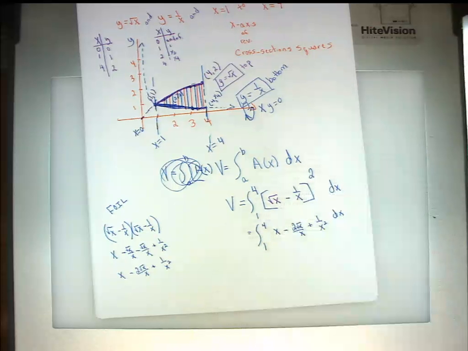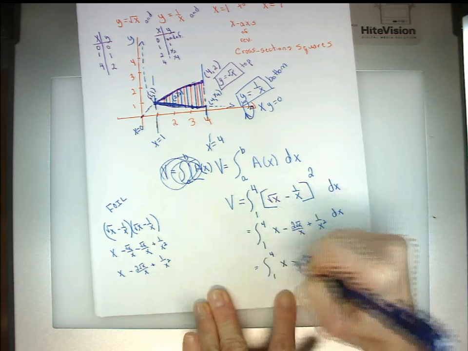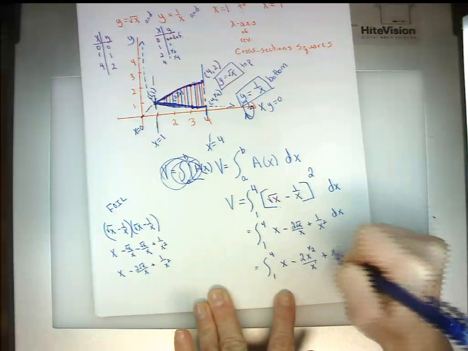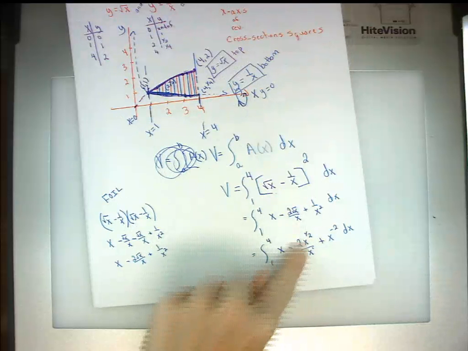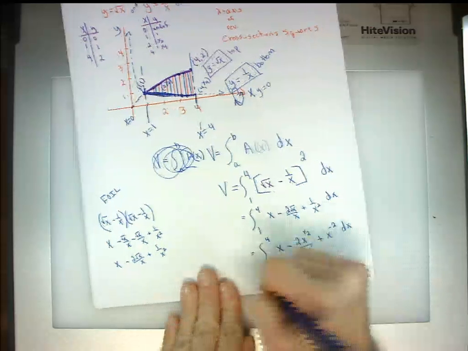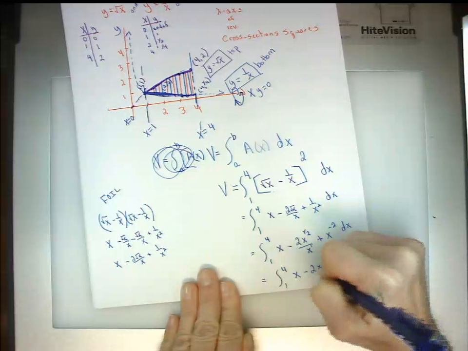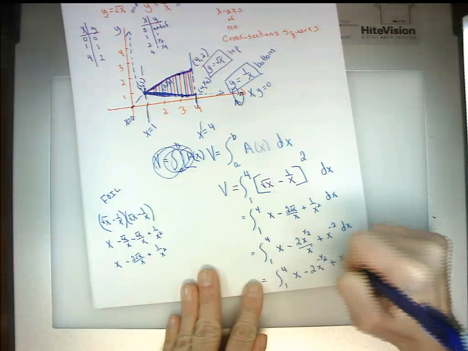In order to find the antiderivative, we're going to have to use the power rule for all of these. So the next step is x minus 2 x to the 1 half, we want x to the negative 1 half power plus x to the negative 2 power.